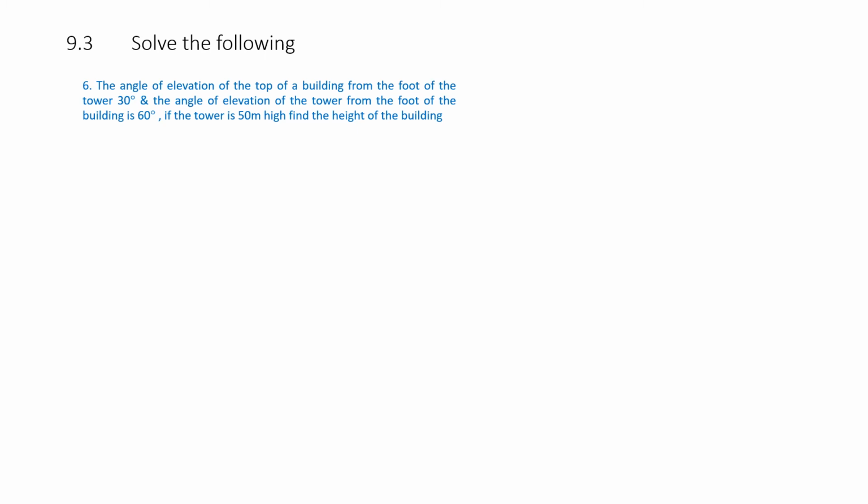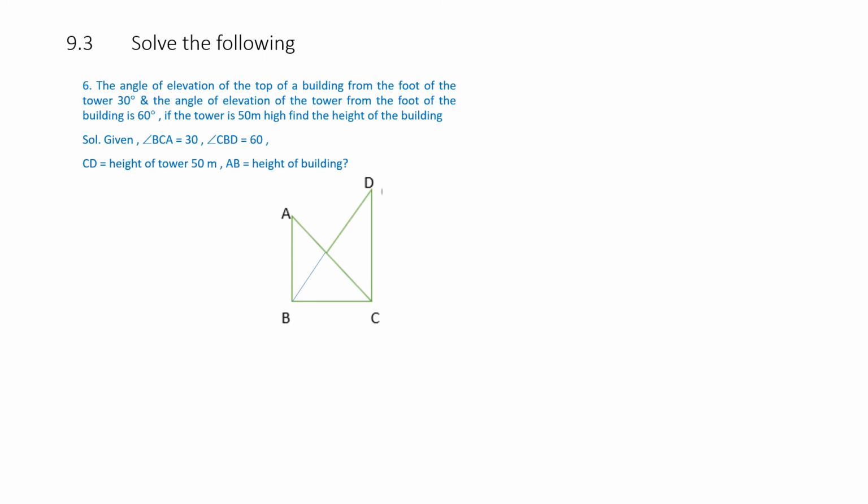Problem number 6. The angle of elevation of the top of a building from the foot of a tower is 30 degrees, and the angle of elevation of the tower from the foot of the building is 60 degrees. If the tower is 50 meters high, find the height of the building. Given angle BCA is equal to 30 degrees and angle CBD is equal to 60 degrees. Please see the figure here.